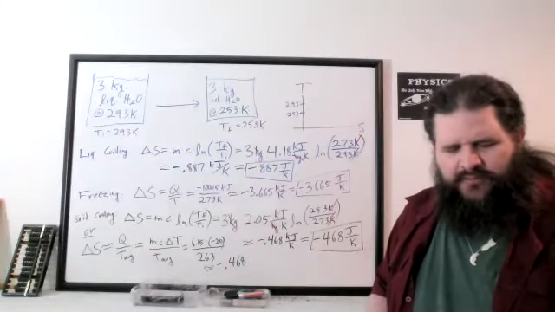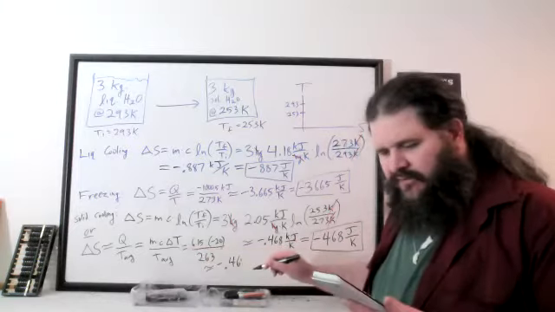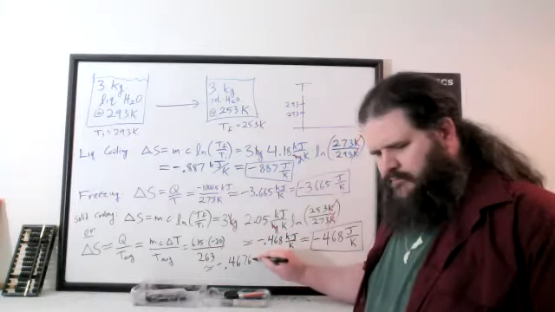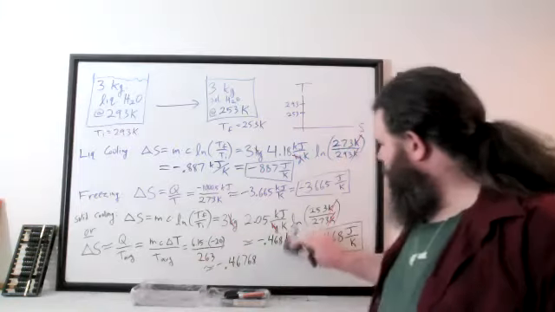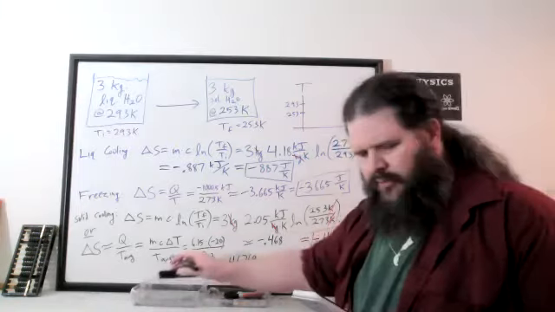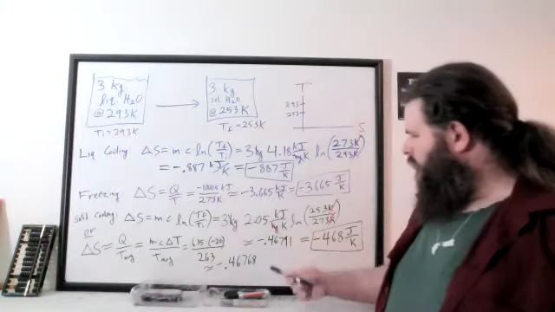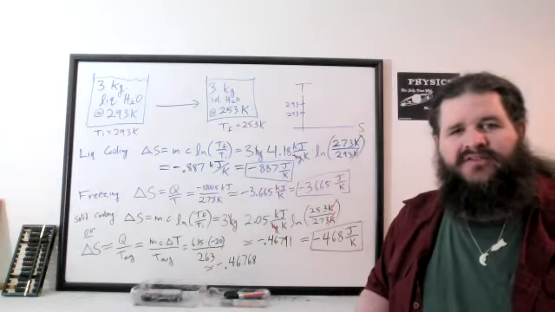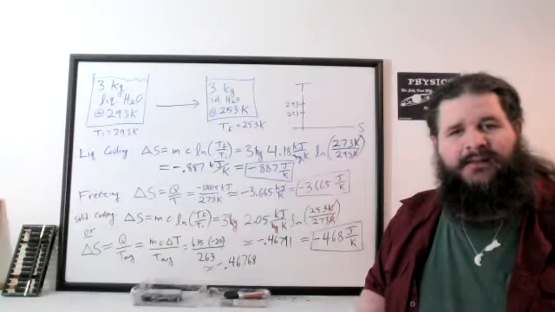If we actually take it out to a few more decimal places, we do see a difference. This is negative 0.46768, whereas this one was negative 0.46791. So they are a little bit different if you go out to the 4th decimal place, but 3 decimal places of accuracy is probably more than you need for most practical applications anyway.